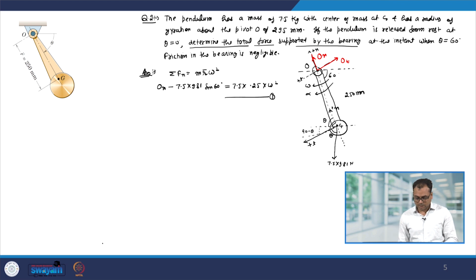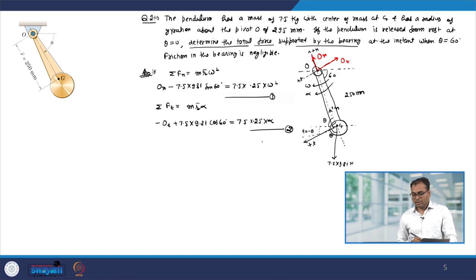Similarly, let us balance the force along the t direction. So, we have the equation of motion summation F t. Now, the force in the t direction is m r alpha. So, the forces are minus O t plus 7.5 into 9.81 cos 60 degree equal to 7.5 into 0.25 into alpha. Let me call this equation number 2. Now, note that the support reaction at O I can find out if I know the value of omega and alpha. Therefore, first we have to find out what is omega and alpha.